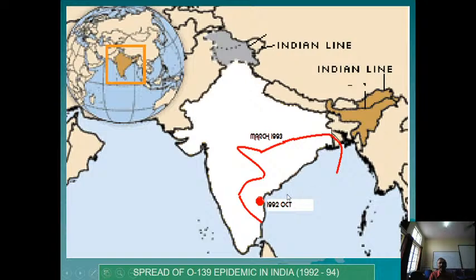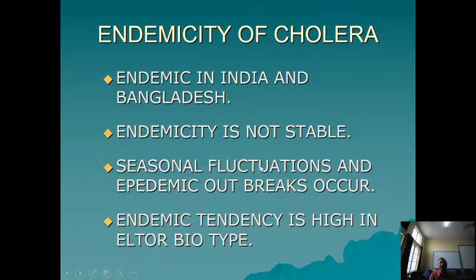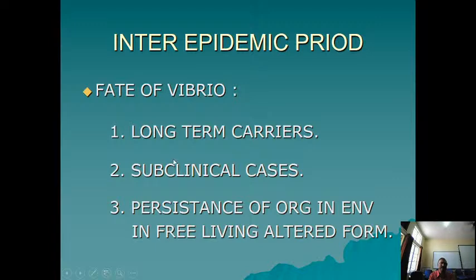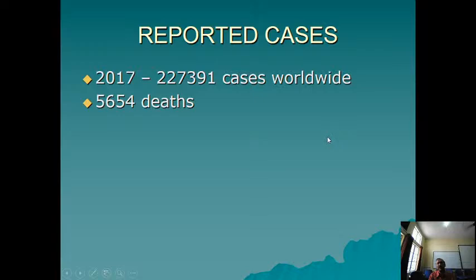We had this particular area, the O139 traveling. So at present it is endemic in India and Bangladesh. I am trying to cover it as fast as possible because cholera today is not so great a problem as it used to be earlier. Seasonal fluctuations take place, and basically it is the El Tor biotype which you get. In the inter-epidemic period, you get long-term carriers and subclinical cases, and the organism remains in the environment in a free-living condition in altered form for quite some time.